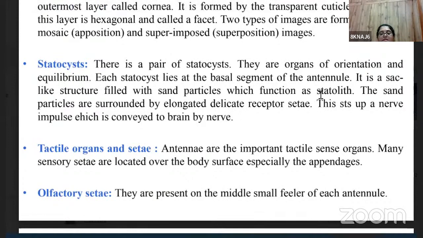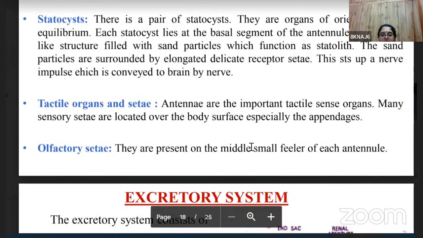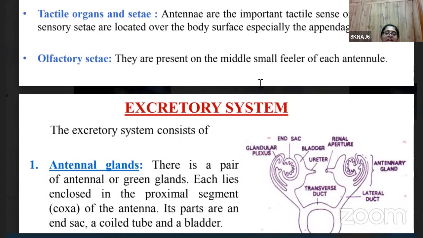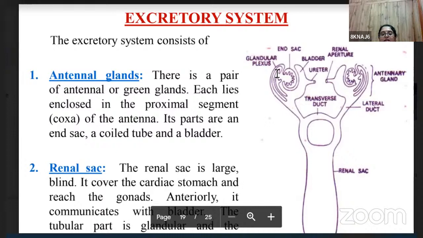This is for sending the reception to the nerves, to the nerve impulses, so that it is connected to the brain by these nerves. Again, antennae are the tactile organs and setae are present. Many sensory setae are located all over the body, especially the appendages. And then you have the olfactory setae, on the middle of the small feeler of each antennule. Now, when it comes to the excretory system, you have antennal glands and the renal sac.